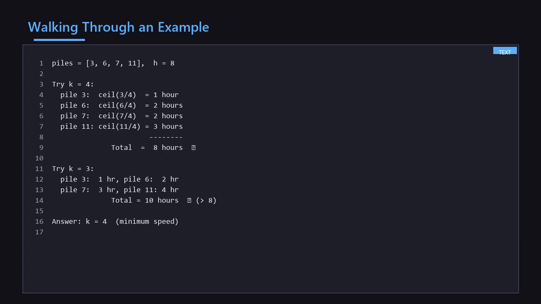Let's walk through an example. Piles are 3, 6, 7, 11, and H is 8. If we try speed K equals 4, pile 3 takes 1 hour, pile 6 takes 2 hours, pile 7 takes 2 hours, pile 11 takes 3 hours. Total is exactly 8 hours. It works. Now try K equals 3. Total comes to 10 hours, which exceeds 8. Doesn't work. So the minimum valid speed is 4.